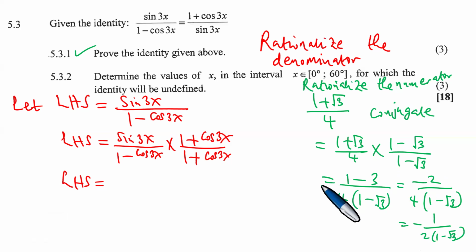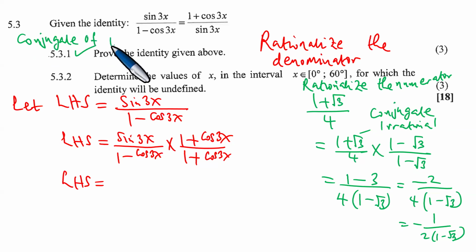numerator. If you're rationalizing the numerator, it means the numerator was irrational, and we have made it rational. And how do we make it rational? By multiplying by the conjugate. The conjugate of 1 plus the square root of 3 is 1 minus the square root of 3. This is called conjugation.